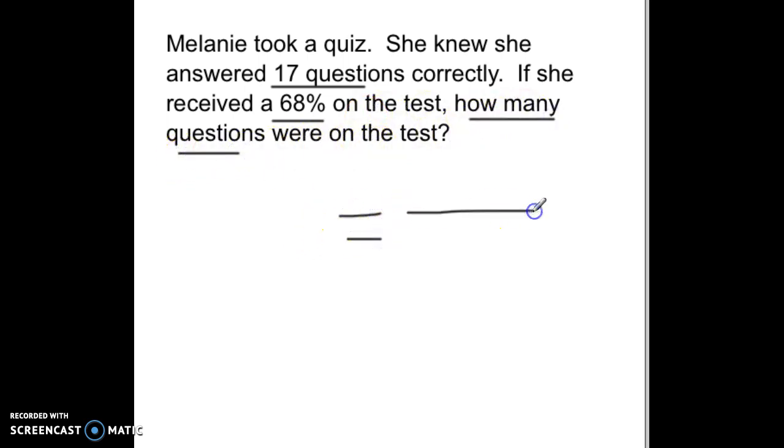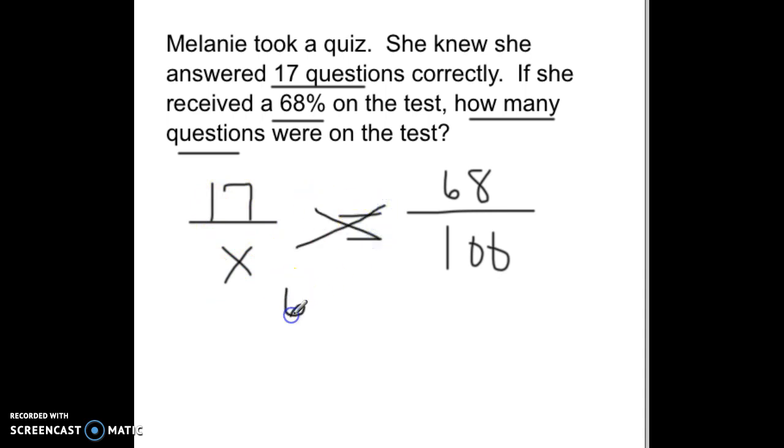So once again, I set it up this way. I know this is 100. That doesn't change. My percent is 68. Not bad, I can figure that out. But what goes on this side? Well, it said she answered 17 questions correctly, and a lot of times people will just automatically put that 17 down here, but that's not what it is. If she answered 17 correctly, that means there had to be some she answered incorrectly. And if we read the question, it says how many questions total were on the test. We know she had 17 right out of how many? We don't know that.